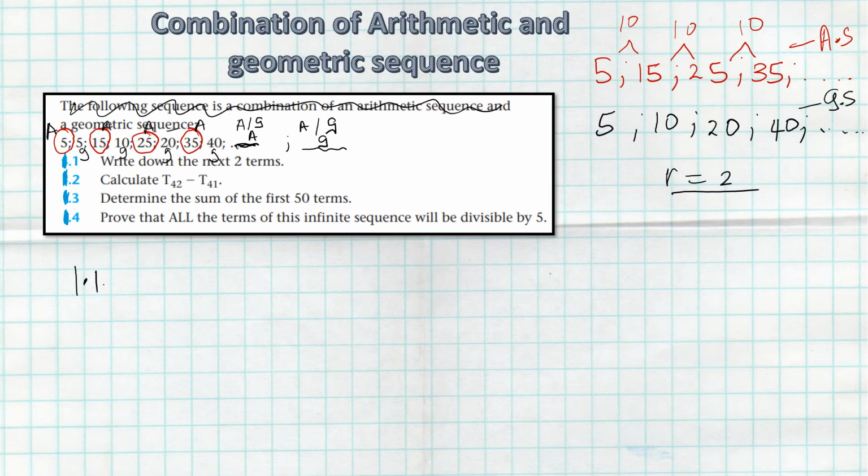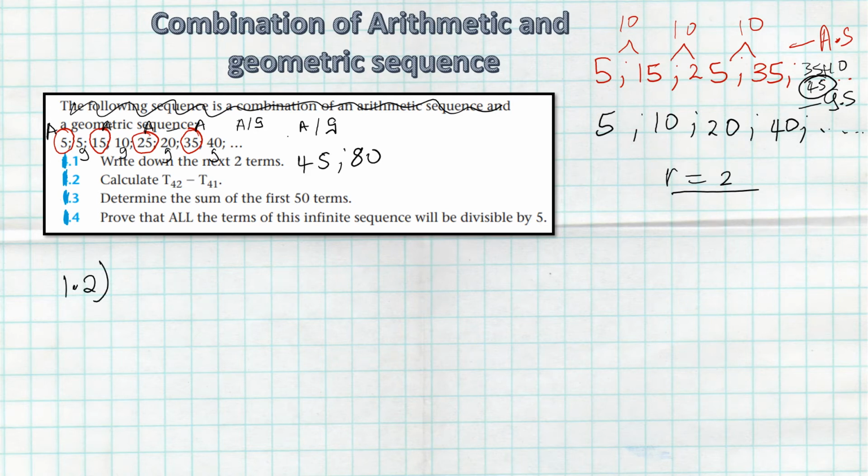So we need to determine the next term for the arithmetic. We take the previous term and add the common difference, so it will be 35 plus 10, which is 45. So the next term is 45. Now the next term for the geometric: the previous term, 40, multiplied by the common ratio, times 2, is going to be 80. So these are our next two terms, 45 and 80. And I hope you understood how we do that.